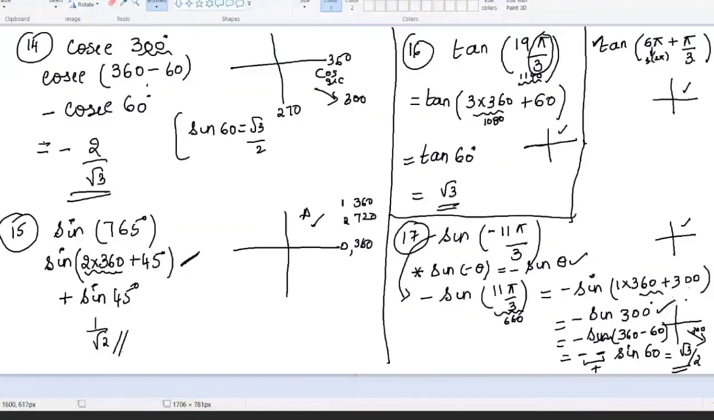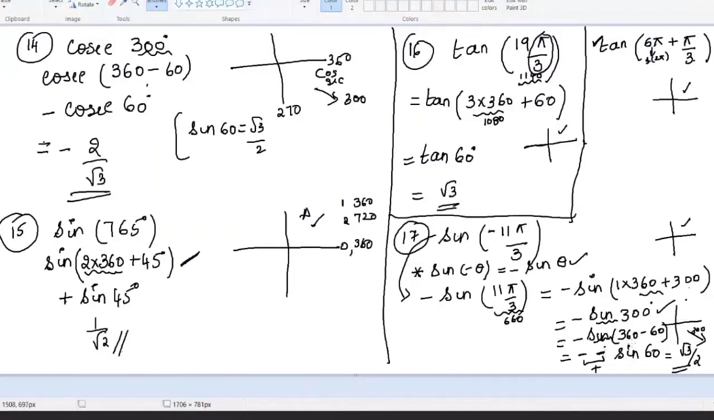So we reached this step. Now, 300 lies where? I put an arrow mark here. It lies in the fourth quadrant. In the fourth quadrant, this sign is negative, so you're writing that sign minus. Okay, so you're writing 360 minus 60. So this minus comes out because it is in the fourth quadrant.